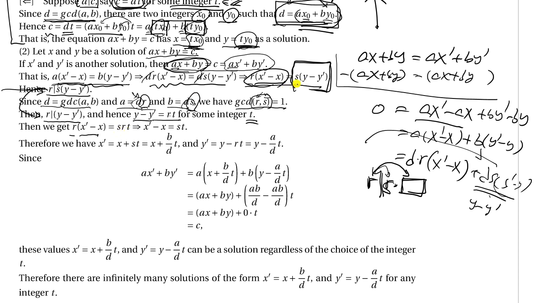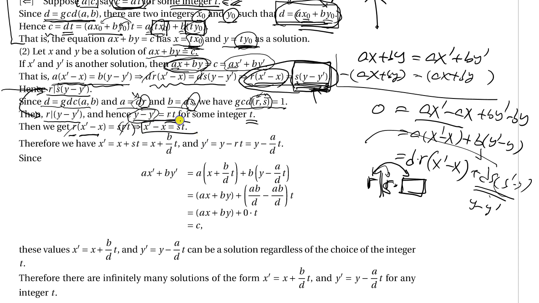s r t, right? Because the right-hand side is s times y minus y prime, right? So y minus y prime is rt, so s times rt, right? So from that equation, we got r times x prime minus x equals s times rt. Like that. But both sides have r, so after canceling out those r, we have x prime minus x equals st.